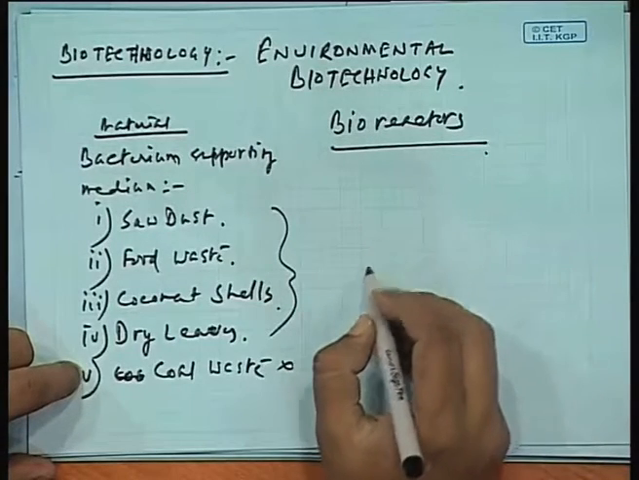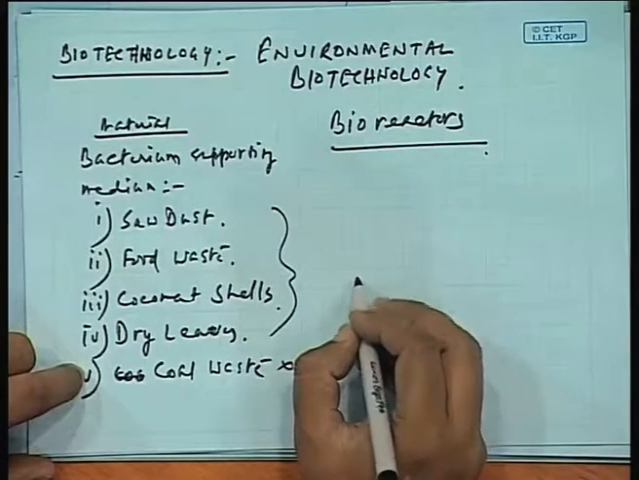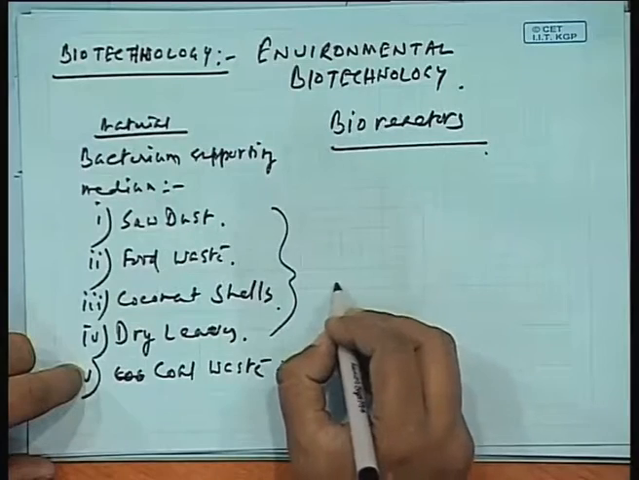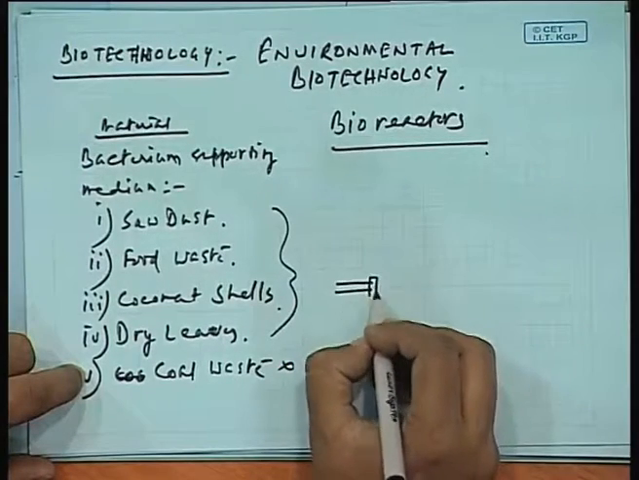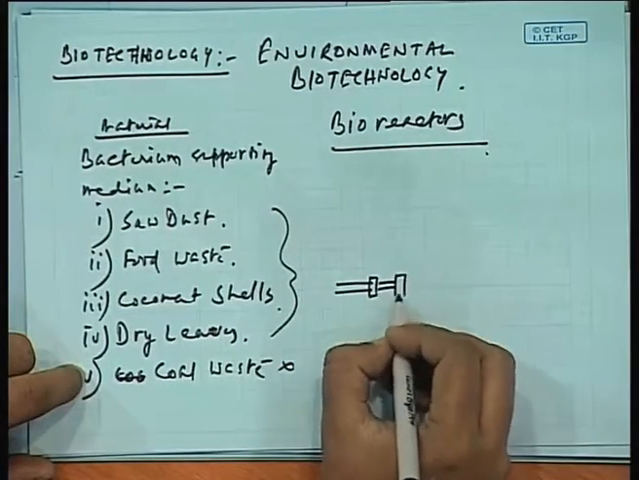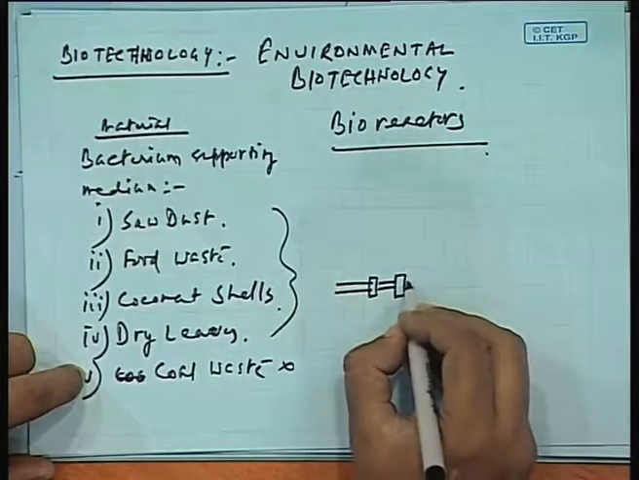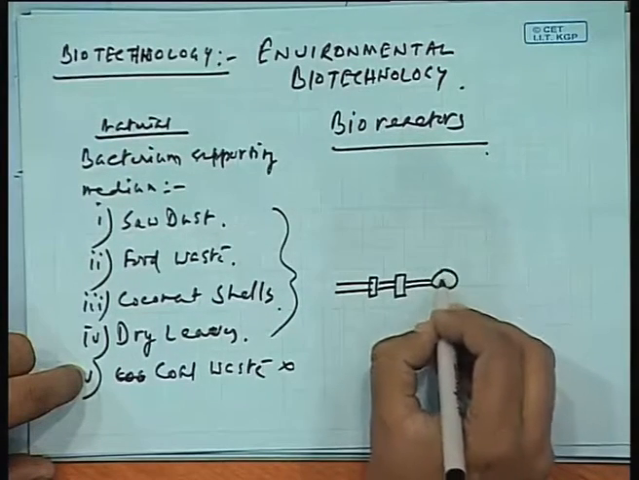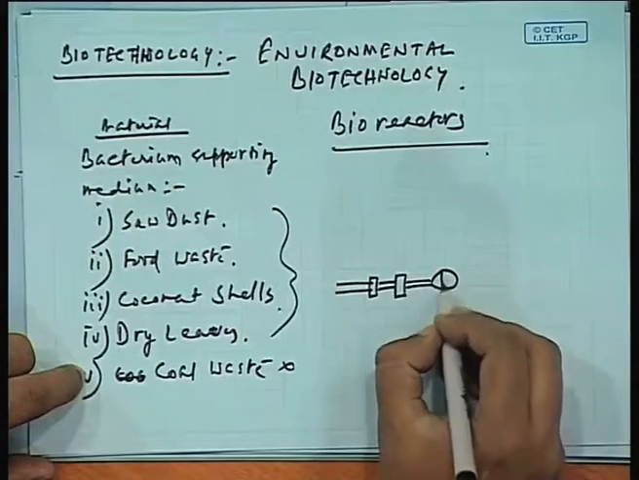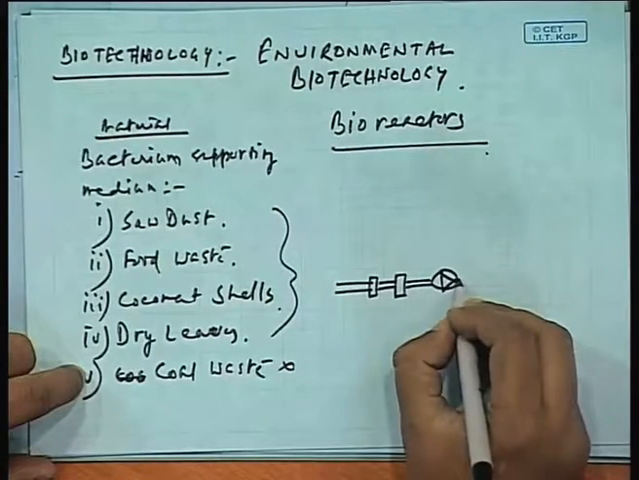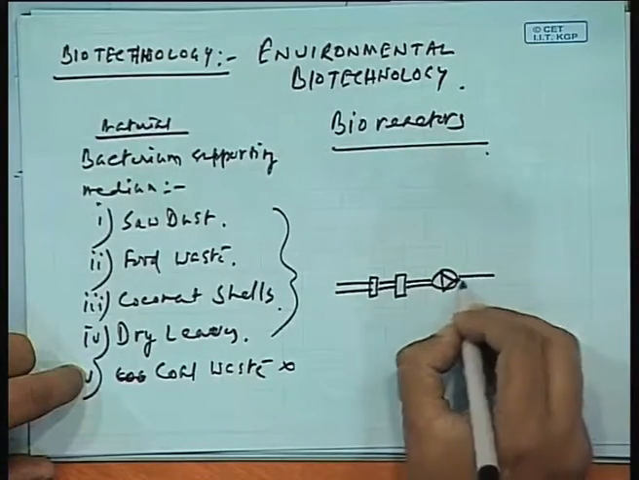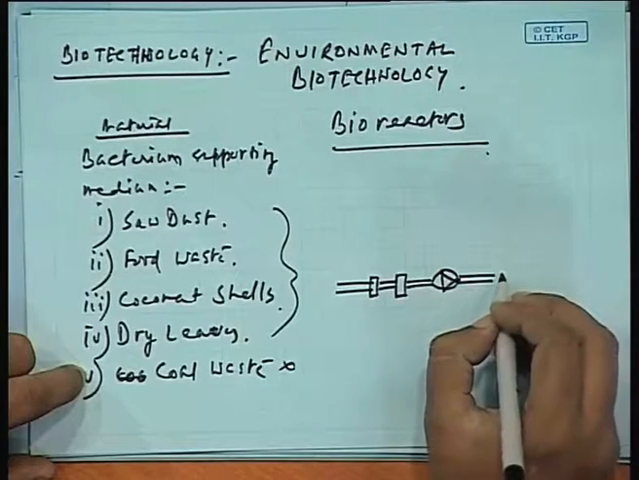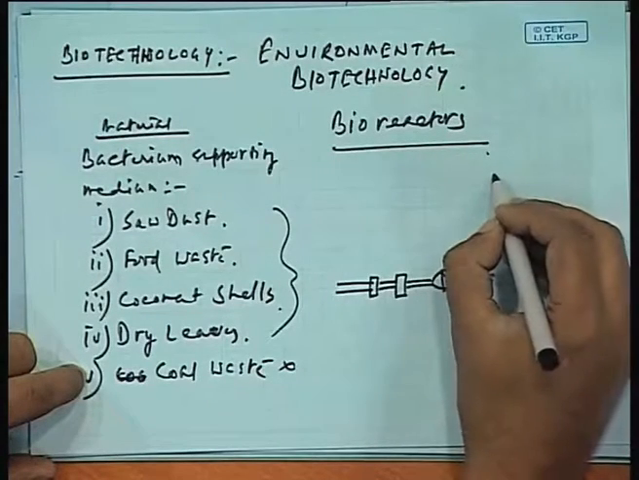Let me explain a simple bioreactor that is in use generally. You can see this bioreactor. This would be a small pump, called a peristaltic pump. This pump would be feeding water like this. This is a column.